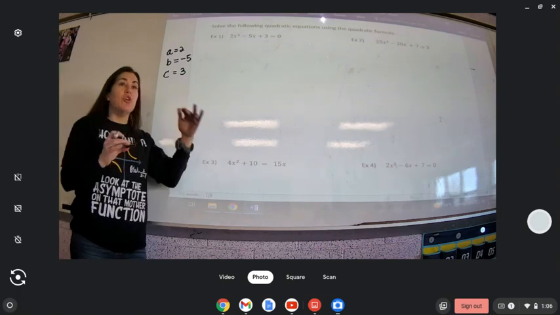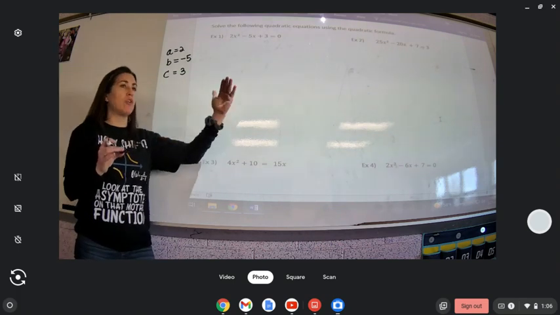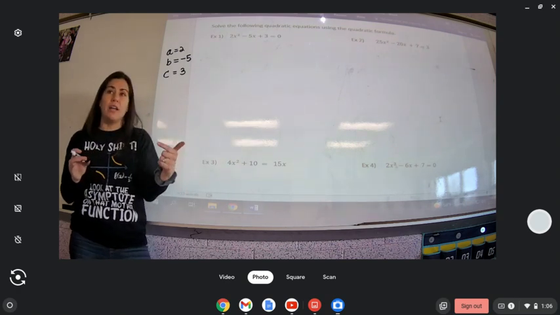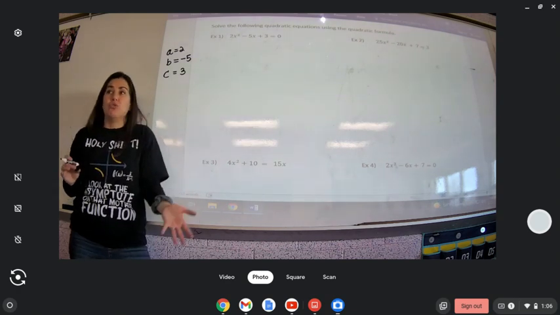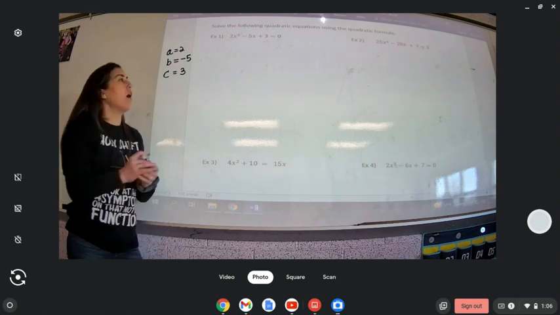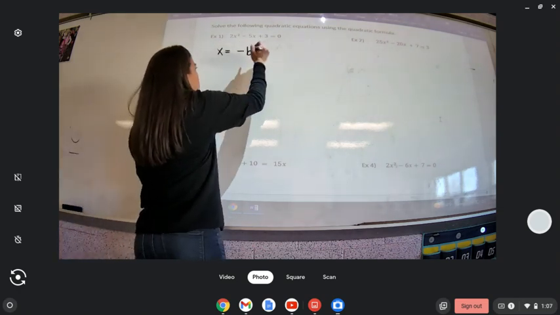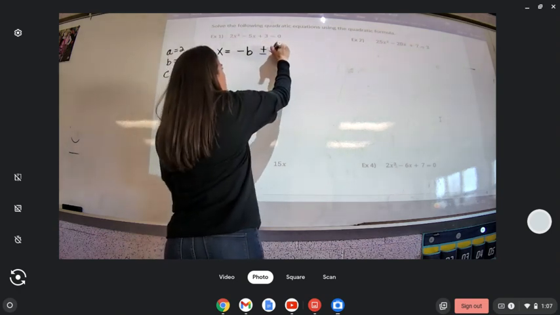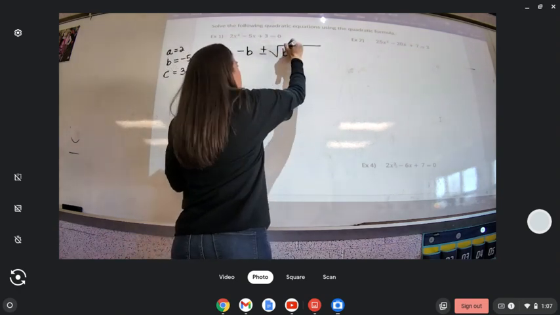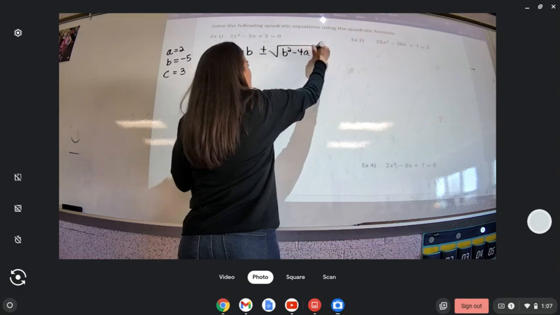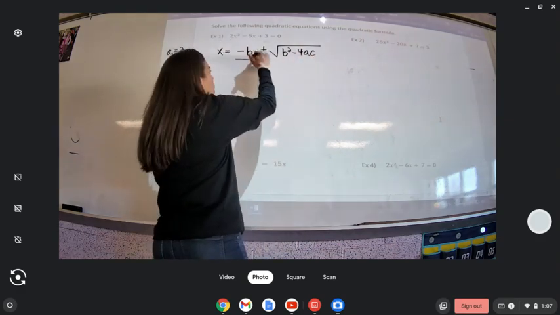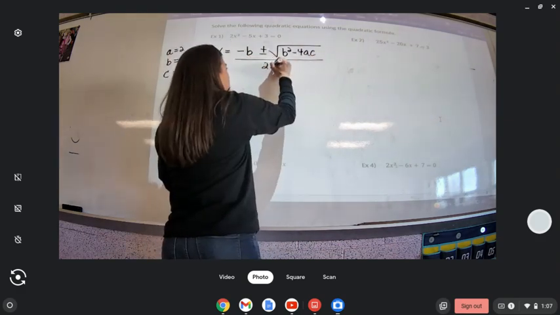I think that you should be writing it down every single problem you get to, because the more you write it, the easier it is to memorize, because you do have to memorize it, all right? So now x will be equal to the opposite of b plus or minus the square root of b squared, subtract 4 times a times c, all divided by 2 times a.